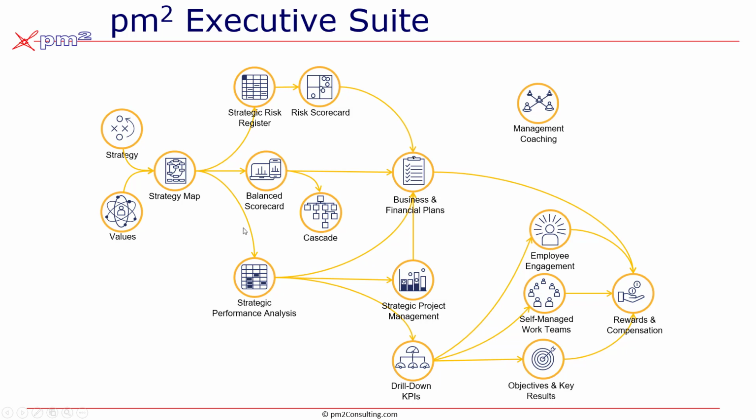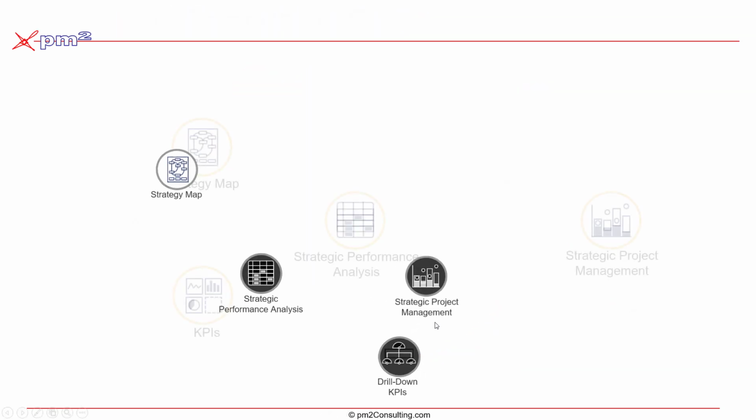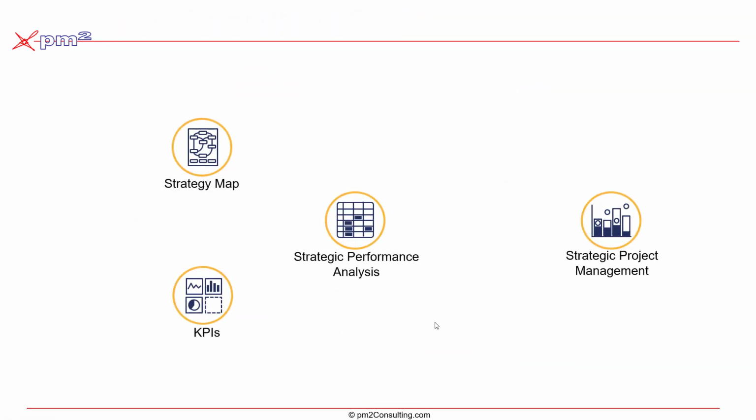This video is going to talk us through how we do strategic performance analysis. To do that, we need to, of course, capture our strategy through the strategy map. Then we can understand our performance analysis, both looking at projects and processes, which enable us to make informed decisions about drill down KPIs and more effective strategic project management. Let's take a look at how this work gets done.